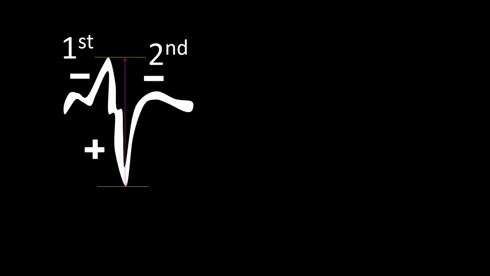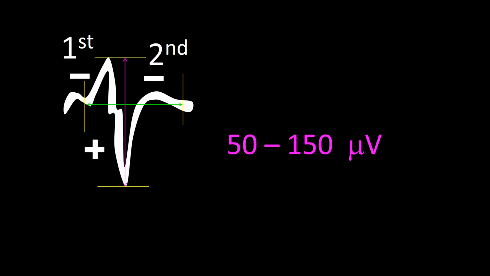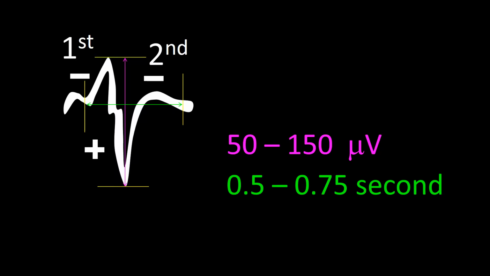This is a cartoonish representation of an encoche frontale. It is being viewed from the perspective of a frontal electrode. As you can see, encoches have three waves. The first wave is negative. This is followed by a positive wave, and then a second negative wave. The peak-to-peak amplitude ranges from 50 to 150 microvolts, and the duration ranges from 500 to 750 milliseconds.